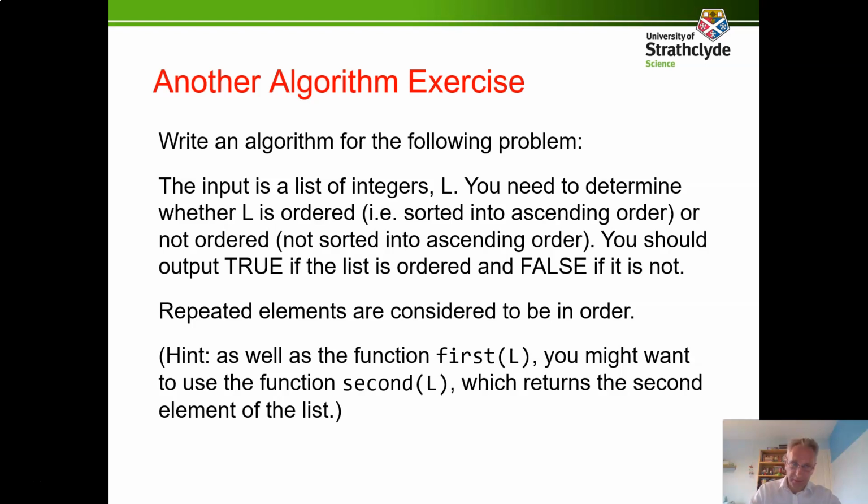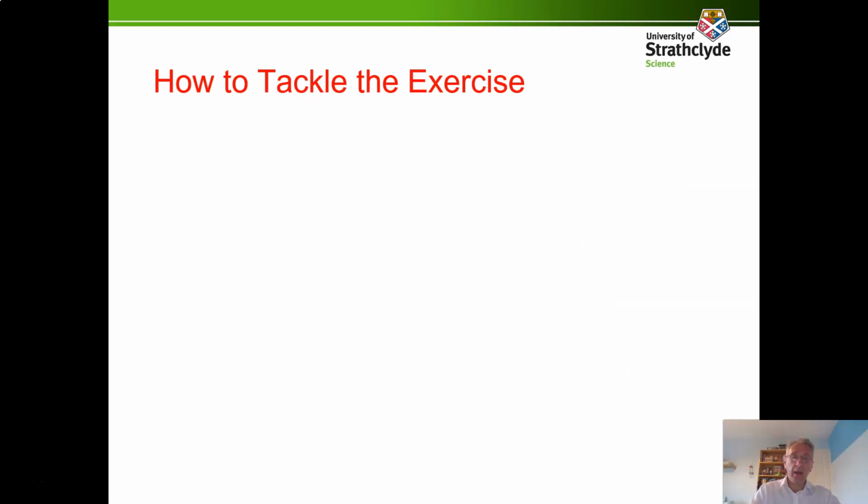Now, I've given you some functions. I gave you some Python functions, including the Python function first. You might also want to use the function second of L, and that will return the second element of the list. So if you've got the list 1, 3, 5, that will return the element 3 because that's the second element. If the list doesn't have at least 2 elements, this will cause a runtime error. So if you call second of L on a list that's only got 1 element, for example, then a runtime error will occur.